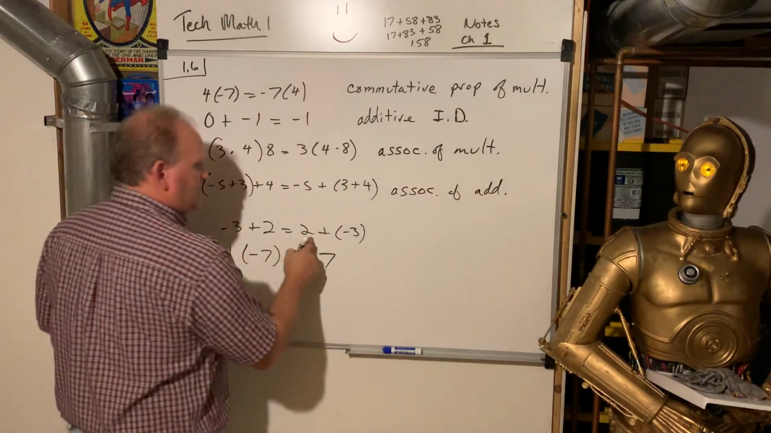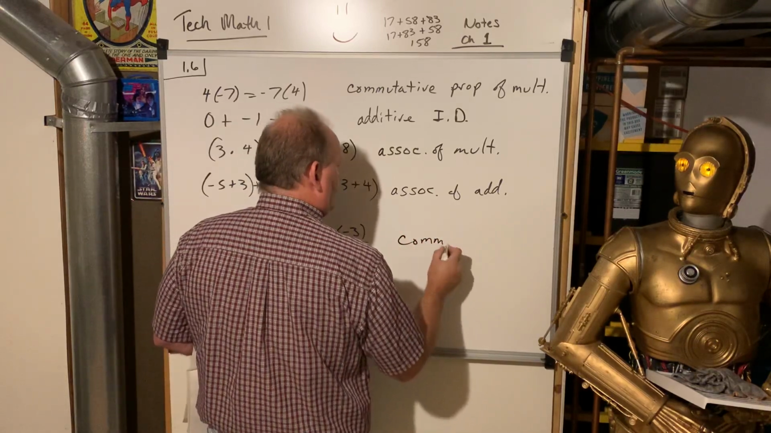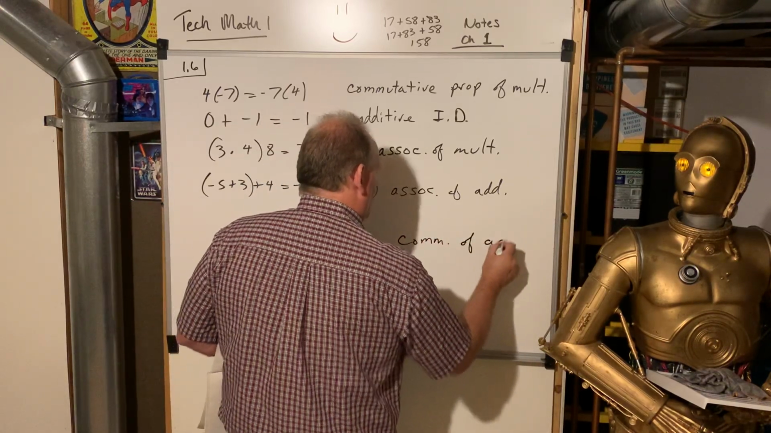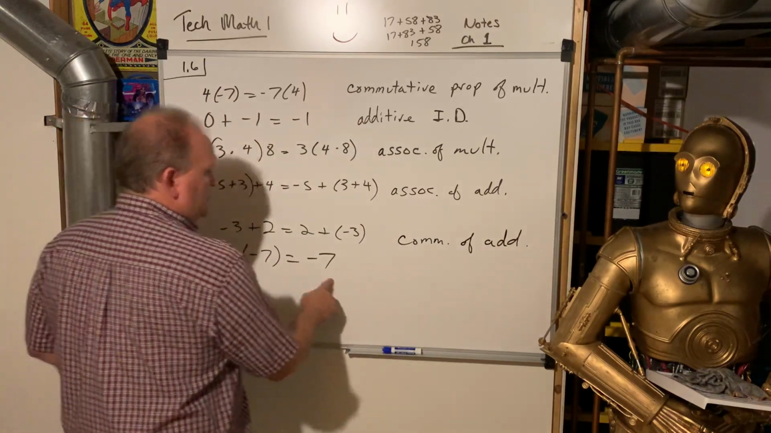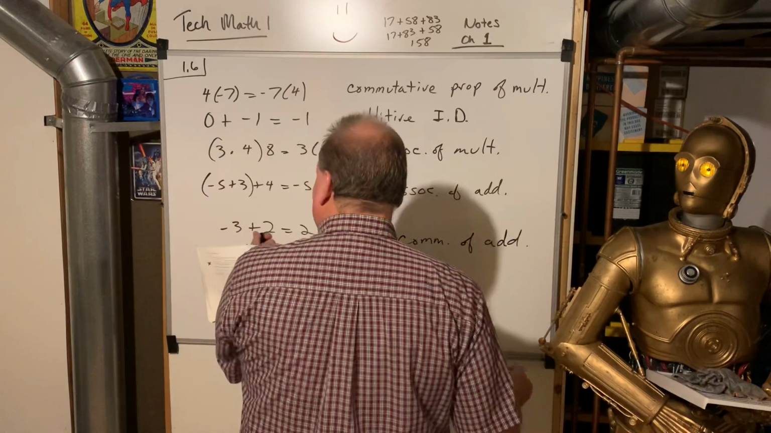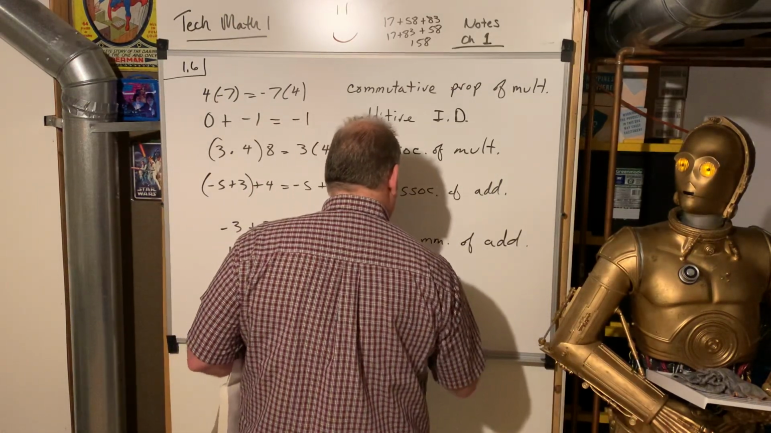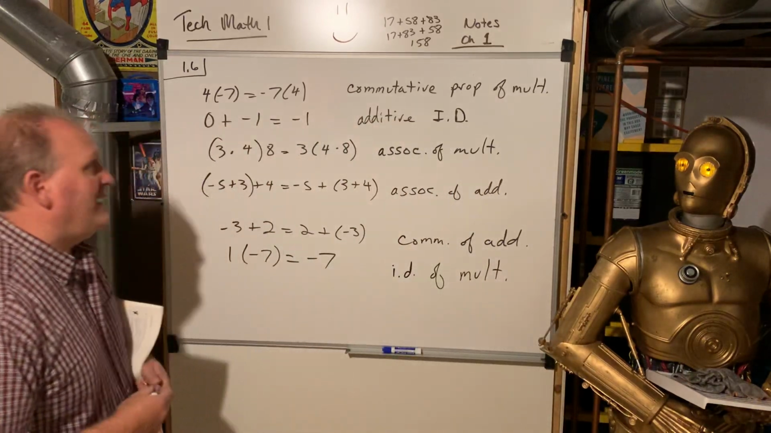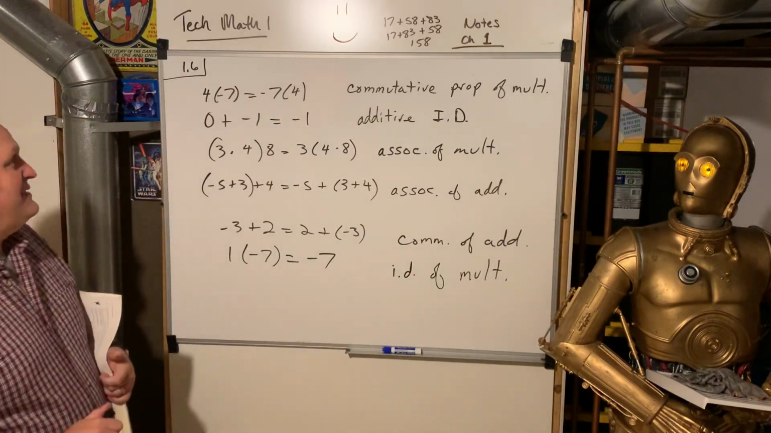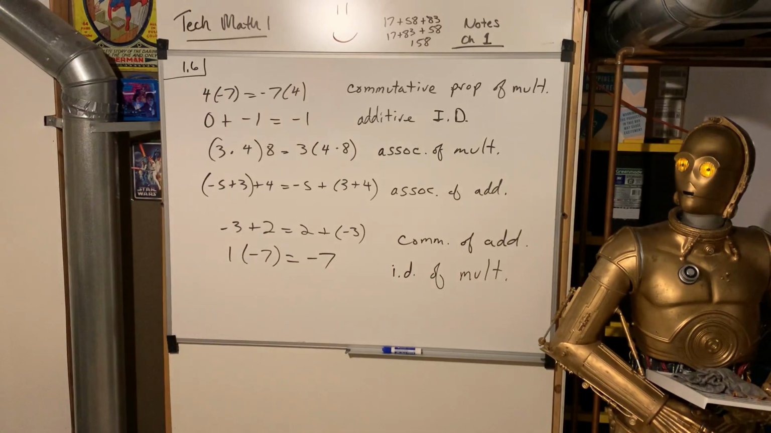Negative 3 plus 2 equals 2 plus negative 3. That's commutative again of addition. And 1 times negative 7 equals negative 7. Multiplicative identity or identity of multiplication. Depends on how fancy you want to sound. All right, so that is 1.4 and 1.5 and 1.6.